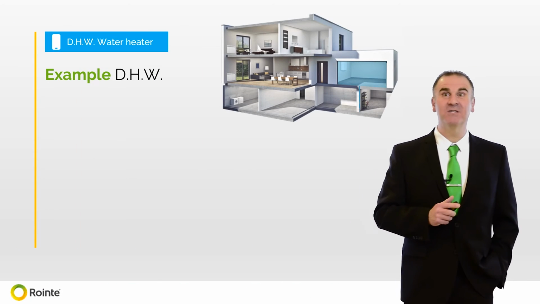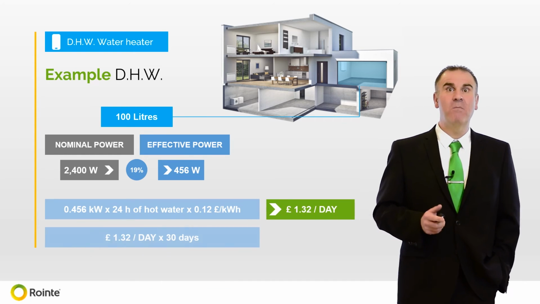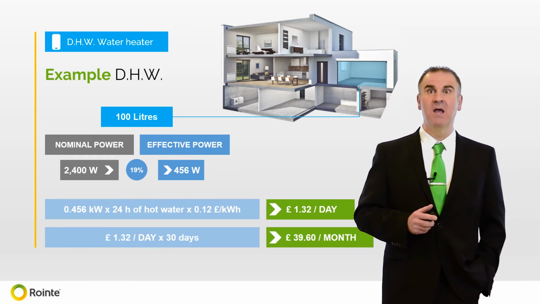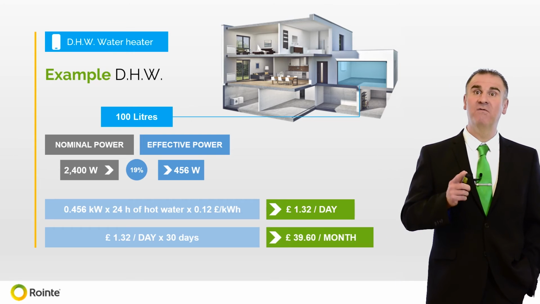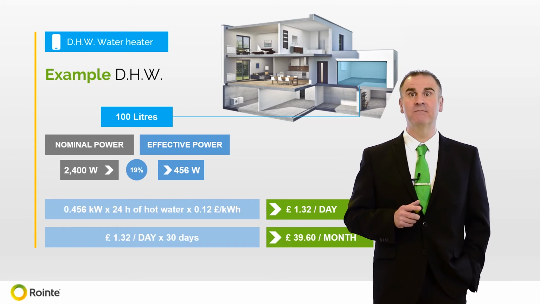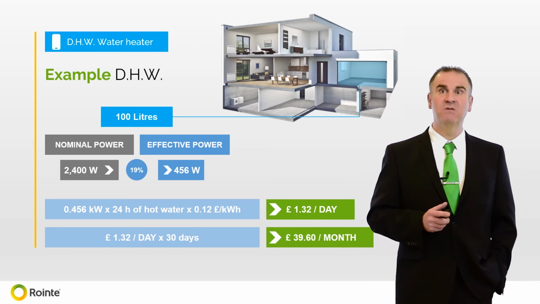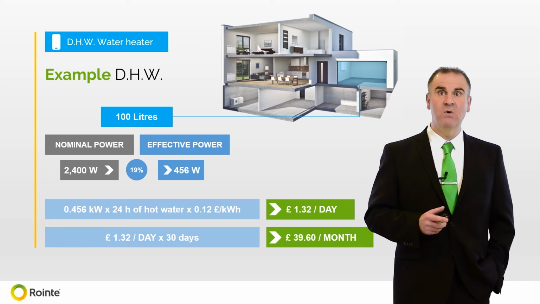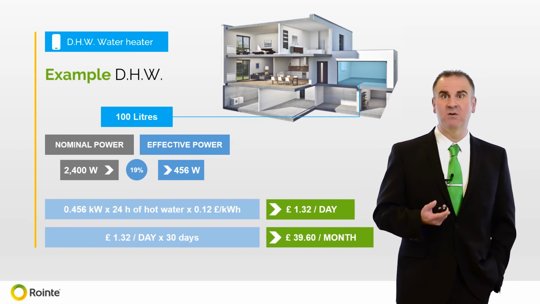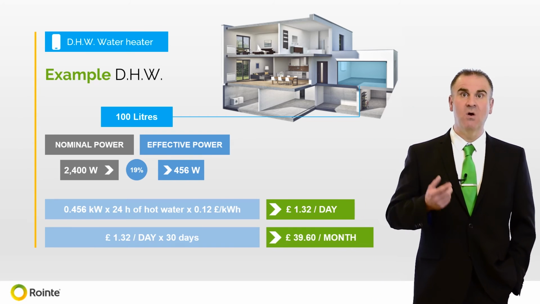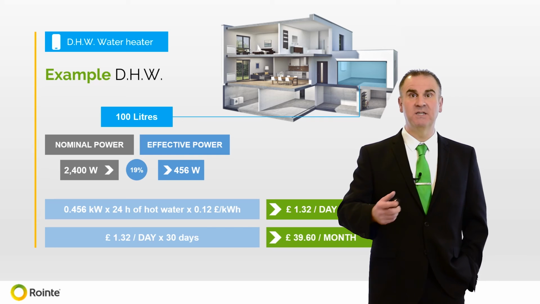To work out the running cost of a 100-litre Rointe unvented mains pressurized water cylinder, we take the nominal power being 2.4 kilowatts and multiply this by 19%, which is the effective power, giving us a total of 456 watts per hour. Over a running period of 24 hours, the water cylinder will use 456 watts by 24 hours, which is 10.94 kilowatts. Using 12 pence as the energy cost per kilowatt hour, the water cylinder will cost £1.32 per day. Over a 30-day month, it will cost £39.60.